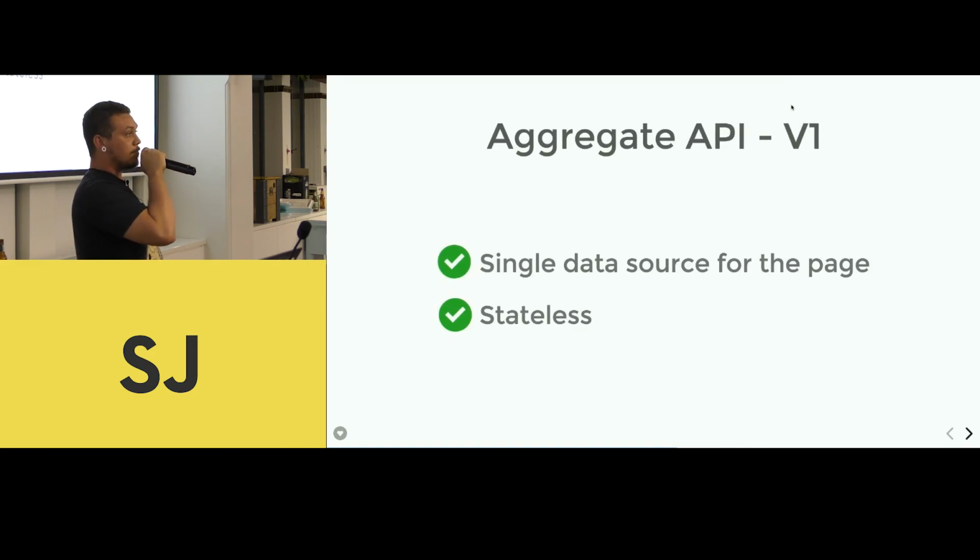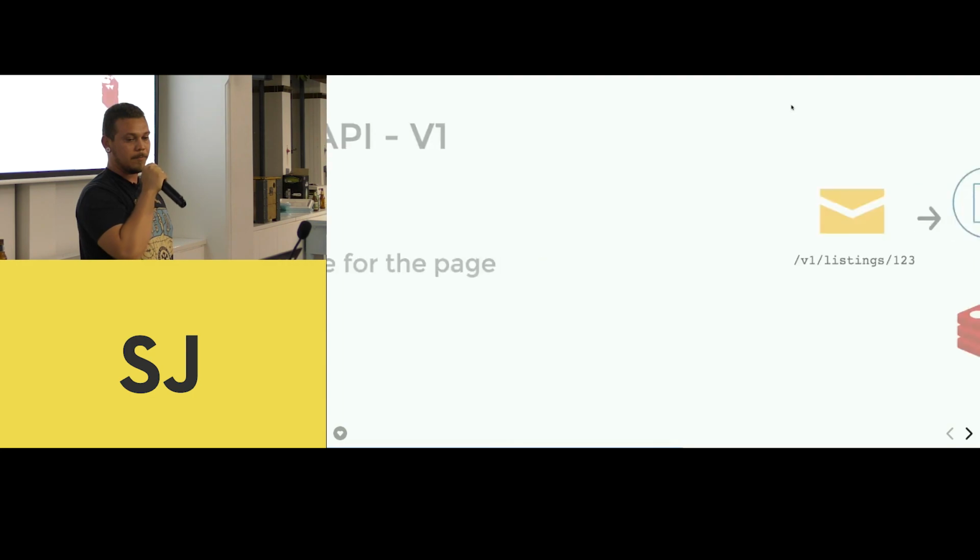First, the idea. We had the idea of creating a single data source for that page. So for every property that you go to, you just go straight to that API and have everything that you need. Second, it should be stateless. I don't need to know anything else about it. That's what I need to know, and that's it.